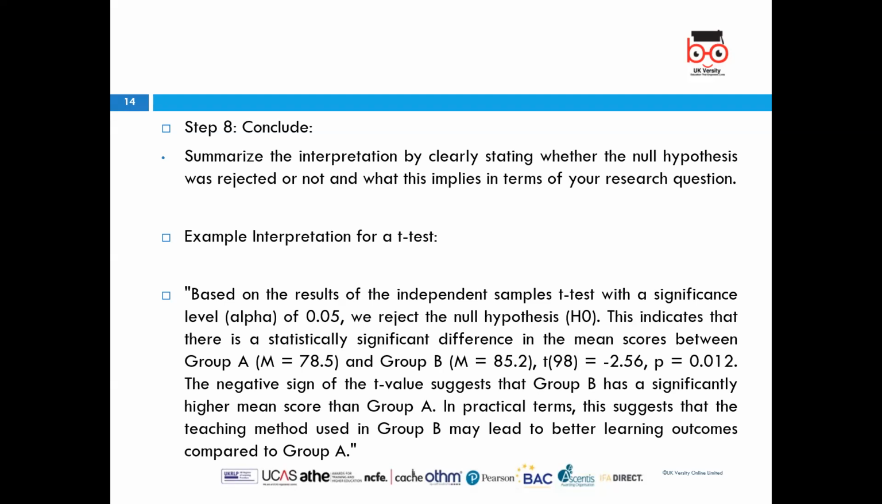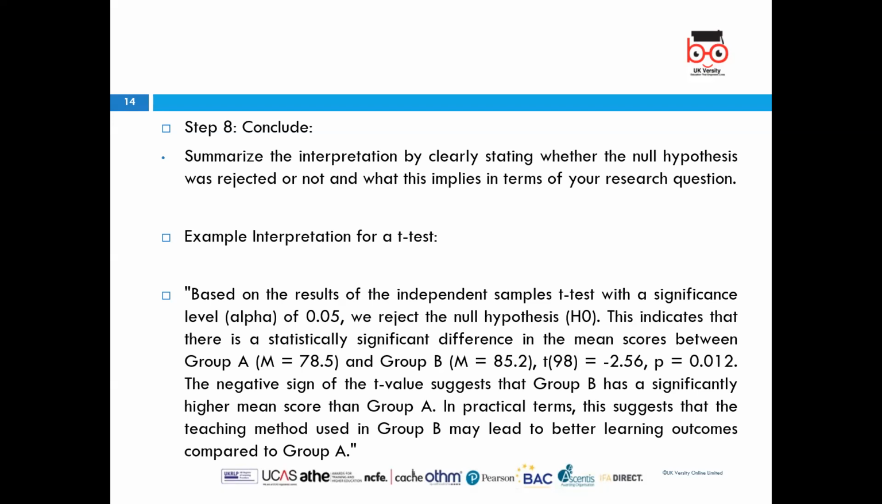So here we also provide an example for a t-test. So based on the results of the independent sample t-test with a significance level of 0.05, we reject the null hypothesis H0. So this indicates that there is a statistically significant difference in the mean scores between group A, M = 78.5, and group B, M = 85.2, with t statistic = -2.56 and p = 0.012.